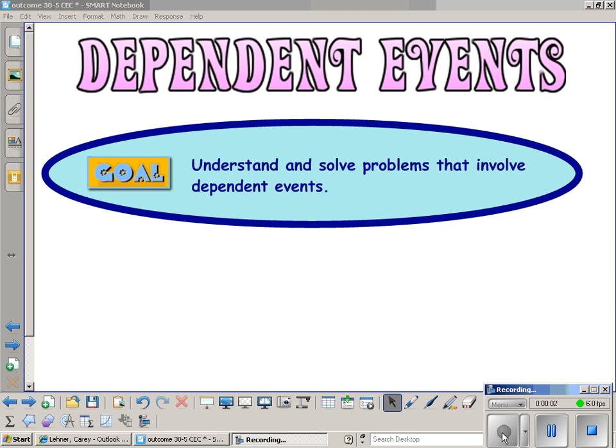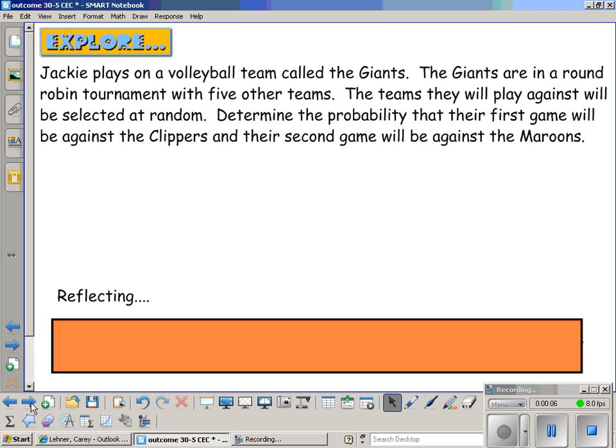Our goal for this lesson is to understand and solve problems that involve dependent events. So let's think about this. Jackie plays on a volleyball team called the Giants. The Giants are in a round-robin tournament with 5 other teams.